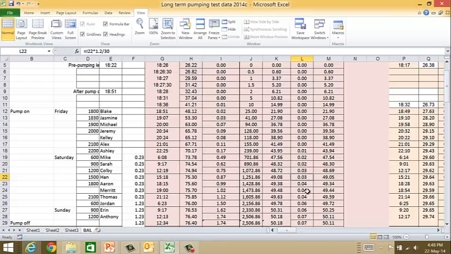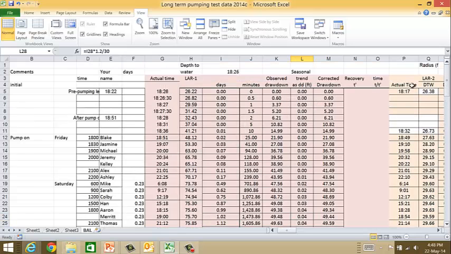This is the amount of drawdown. As it turns out, the water level is dropping seasonally, and because it's dropping, there's apparent drawdown that would occur as a result just of the seasonal trend. And so this is the amount that would happen right here, 0.07 feet by the end of the test. And then this column here is the observed drawdown that's corrected for the seasonal trend. The calculation is shown up here, and that's the observed drawdown minus the seasonal trend.